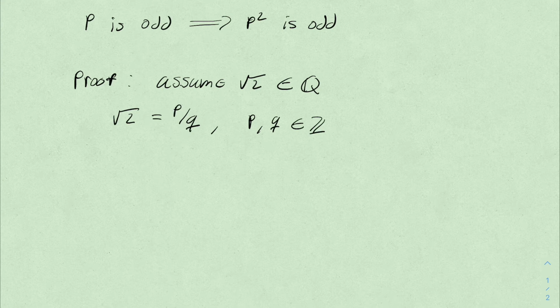Now, we're also going to assume that the greatest common divisor of p and q is equal to 1. What this means is that this fraction, p over q, is reduced as much as it can be reduced, so it cannot be reduced any further. It couldn't be of the form 2 over 4, because that could be reduced to 1 over 2. So we're assuming that it is reduced all the way.